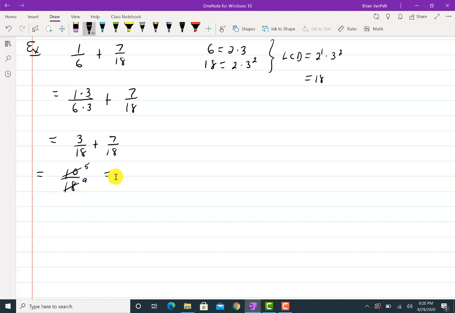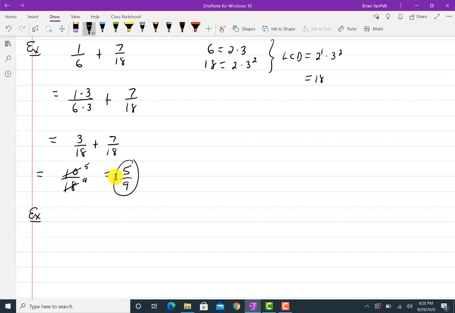And I'm left with 5/9. So some of these will require a little bit more effort. It all depends on the numbers. Let's do another example.